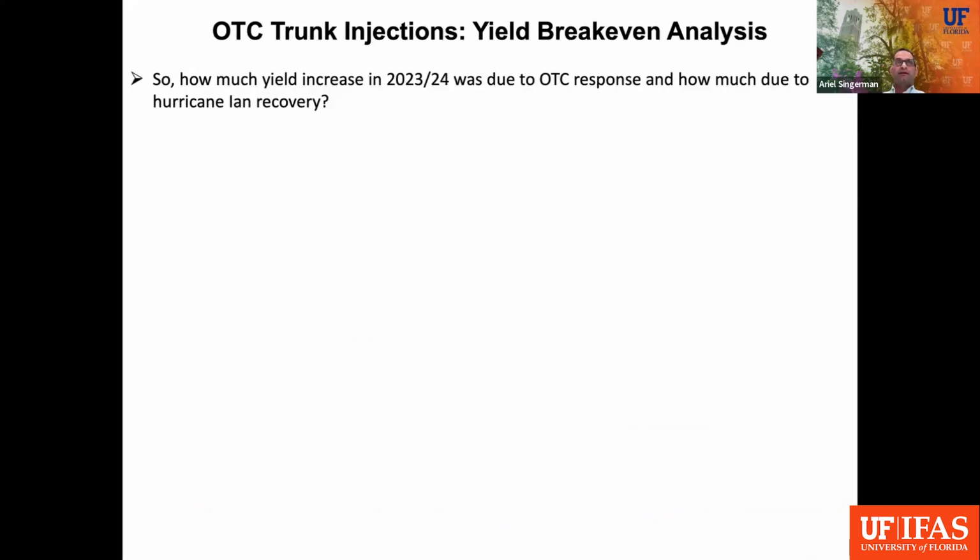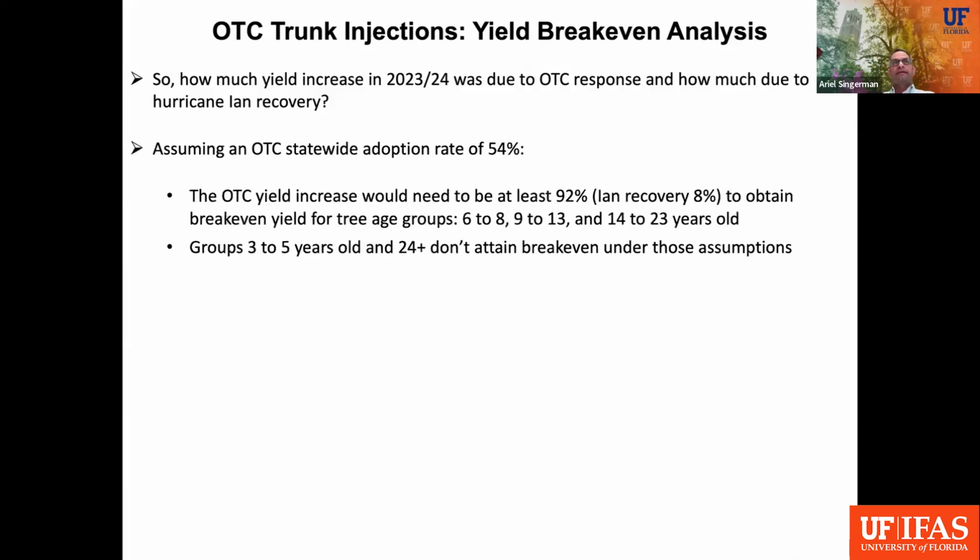So the question now becomes, how much yield increase in 2023-24 was due to OTC response and how much was due to Hurricane Ian recovery? Now, assuming again that the OTC statewide adoption rate was 54%, the OTC yield increase would need to be, according to my estimates, 92%, which means that the hurricane recovery estimate would need to be 8% to get to 100.